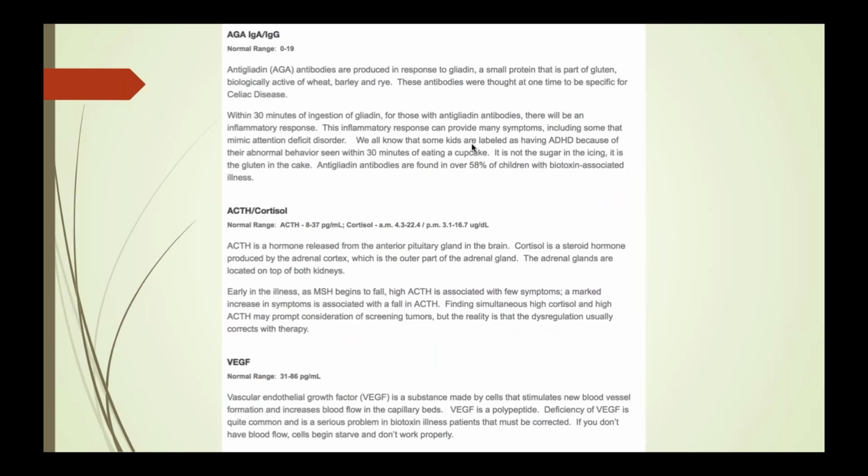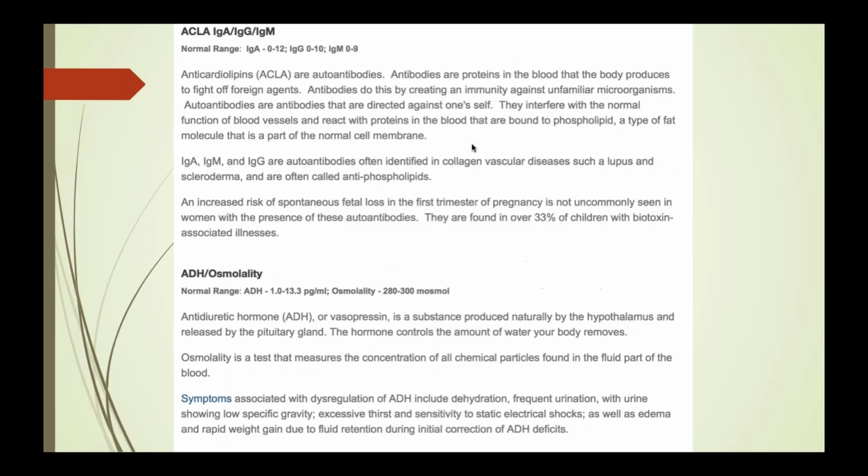process, as well as some of the autoimmune markers, the imbalance in the stress response, VEGF, vascular endothelial growth factor, so important for blood vessel health. The anticardiolipin antibodies, this is a really important marker.